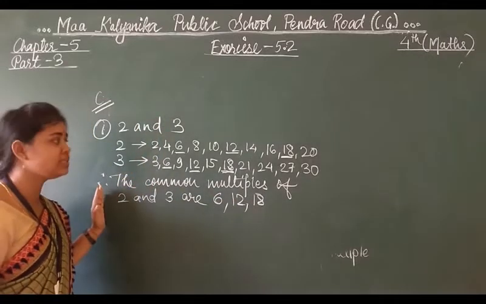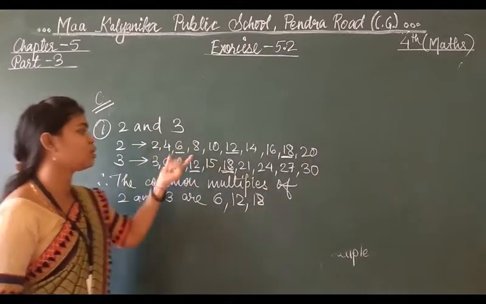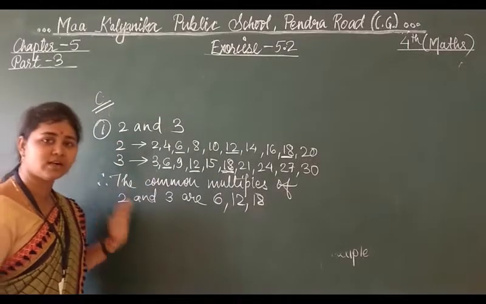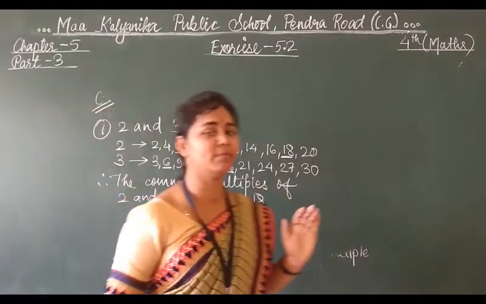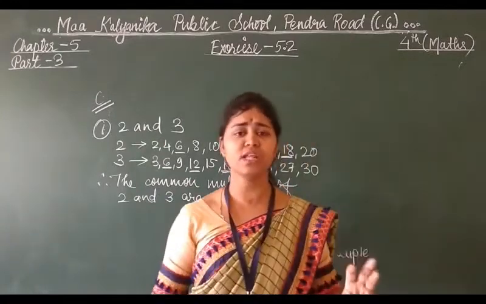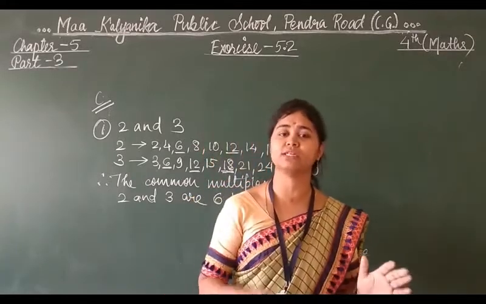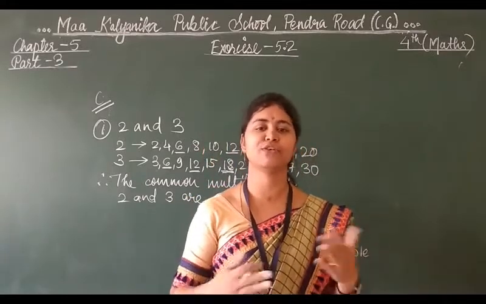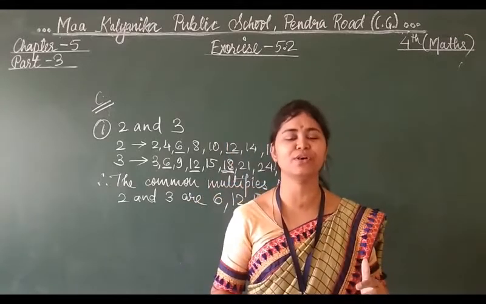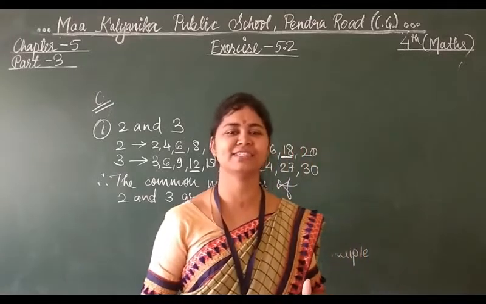So by writing the 10 multiples of both, we can then find the common multiples by just checking one by one. So students, this is the third method of finding the common multiple. In exercise 5.2, A, B and C, there are three methods, and by using these three methods you can find the common multiples of the given numbers. So students, solve exercise 5.2 in your notebook and then clear your doubts in the doubt clearing class. Thank you for watching.